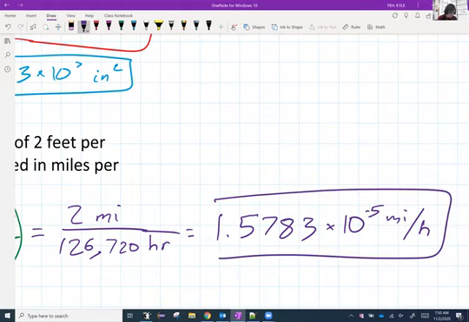miles per hour. And so we can just kind of siphon off the units, if you will, miles per hour, and then divide those numbers to get our answer numerically.